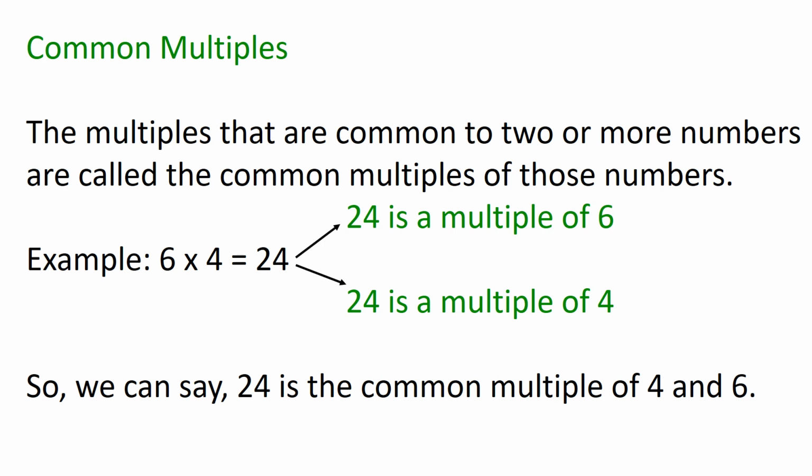Let us proceed with today's session, common multiples. The multiples that are common to 2 or more numbers are called the common multiples of those numbers. Example, 6 4s are 24. 24 is a multiple of 6 and it is a multiple of 4. So we can say 24 is a common multiple of 4 and 6. 24 comes in the tables of both 4 and 6.